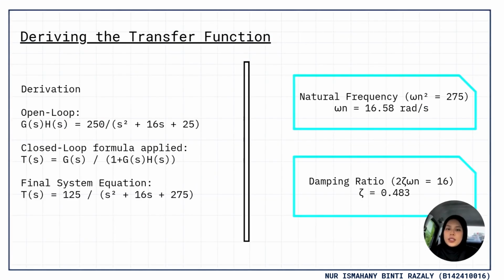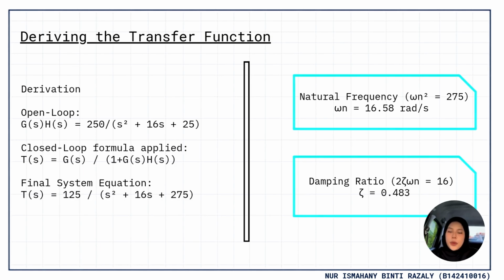Next, we derive the overall system transfer function to analyze its second-order characteristic. Starting with the open-loop transfer function, G(s) multiplied by H(s) is equal to 250 divided by s squared plus 16s plus 25. We apply the standard closed-loop formula, T(s) equals G(s) divided by 1 plus G(s) multiplied by H(s), to get T(s) equal to 125 divided by s squared plus 16s plus 275.